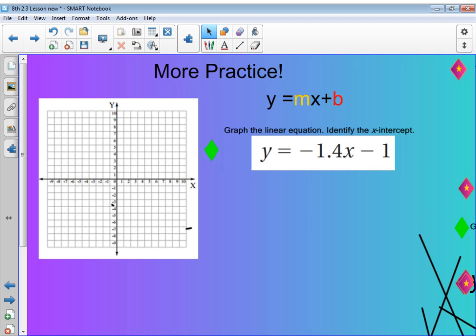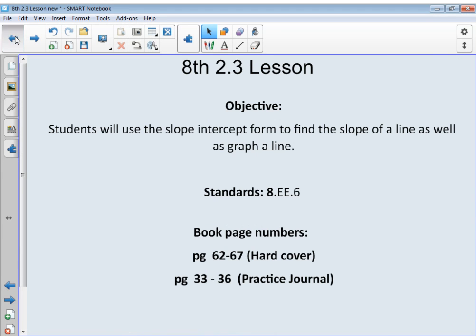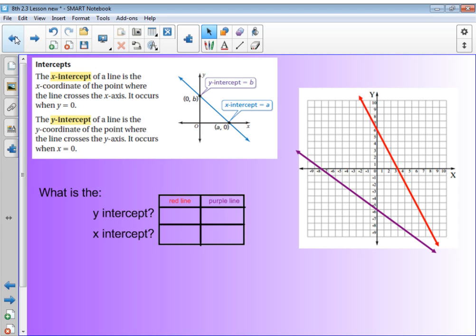Okay, so here's a couple where I just wanted to go through and work with you on understanding the difference between identifying the x-intercept and the y-intercept. So I'm going to jump back a couple slides just so I can review with you what that means. Okay, so y-intercept we should be very comfortable with. The y-intercept is where it crosses the y line, and you guys have been identifying that already.